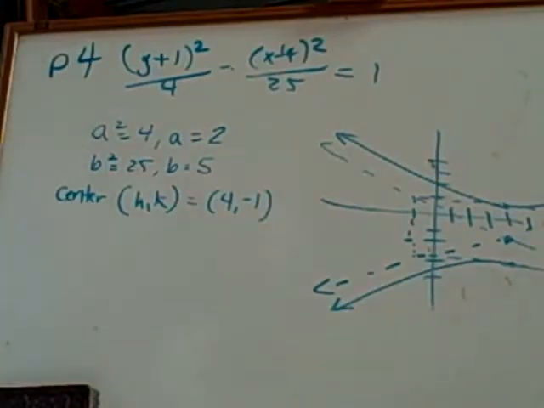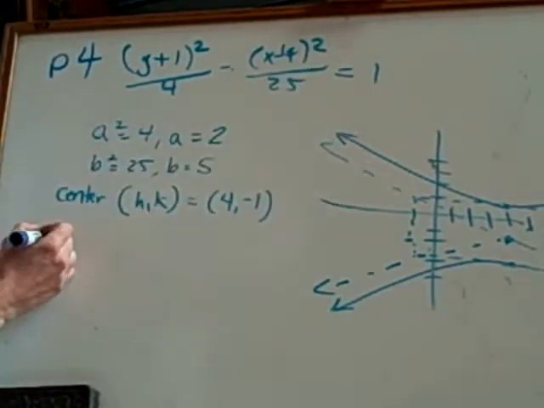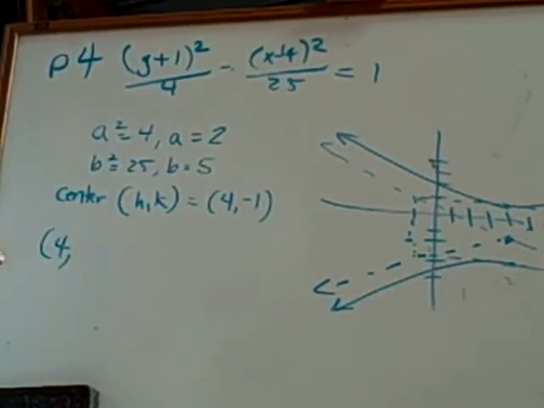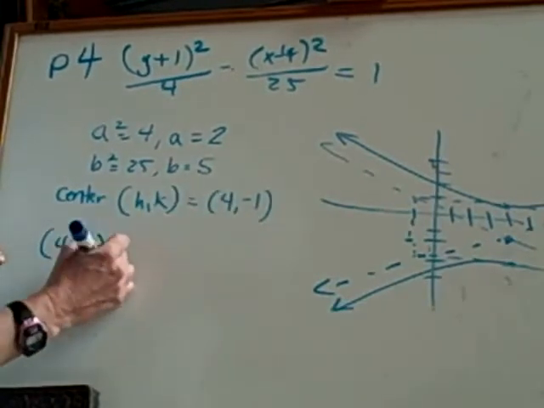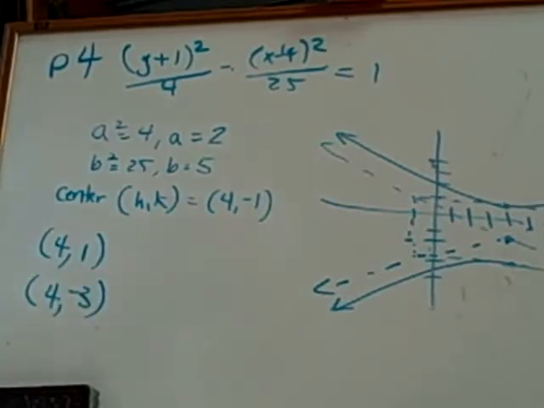All right, so let's see. We need to tell it our vertices. My vertex was up and down, so on my center, the x-value is going to stay at 4, but it went up 2, so up 2 is going to be at +1, and then it went down 2, which is going to be at -3. So these would be my vertices, right? 4, 1, and 4, -3.